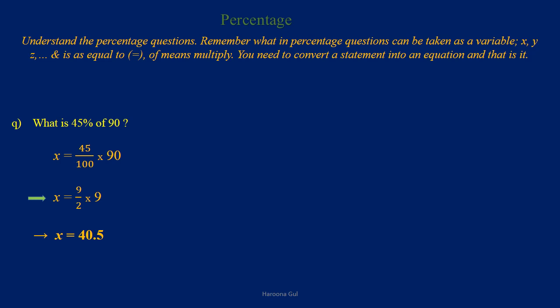And if you make the calculations in your mind, you can easily know that 45% of 90 is less than 45, because half of 90 is 45, which means 50% of 90 is 45. So 45% of 90 is somewhere close to 45, but not equal to or greater than 45. It's definitely going to be less than 45.